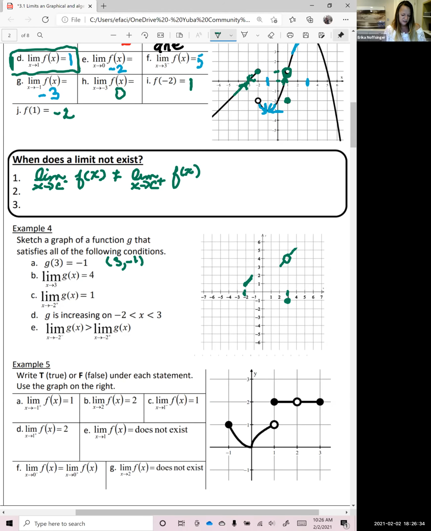Then it's saying that g is increasing between -2 and 3. So increasing on the graph, meaning we're looking at it going up from left to right. So up from left to right from -2 to 3. That actually works with my picture of how I had done the graph at x equals 3. So that's increasing.